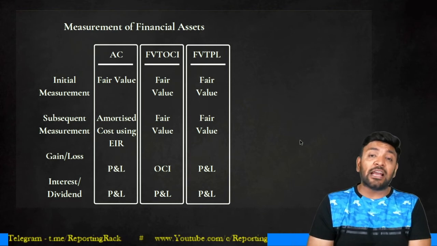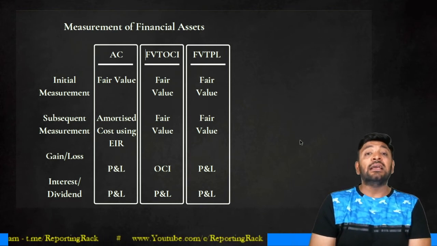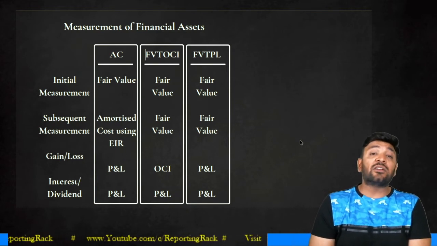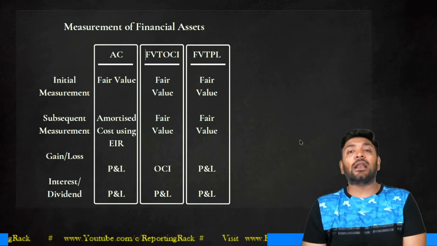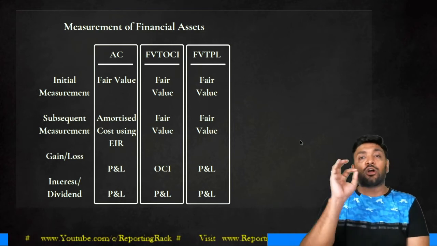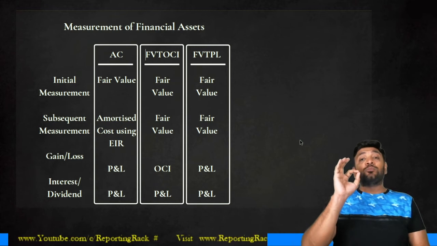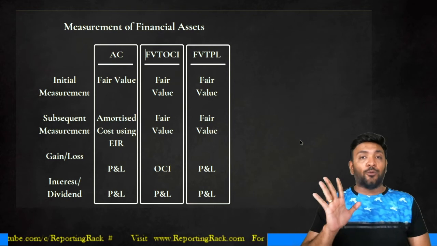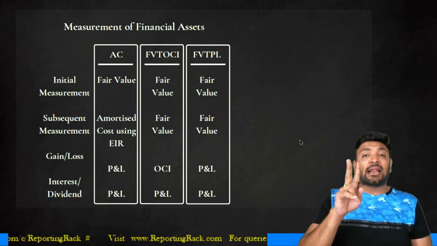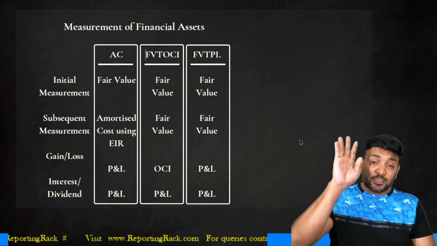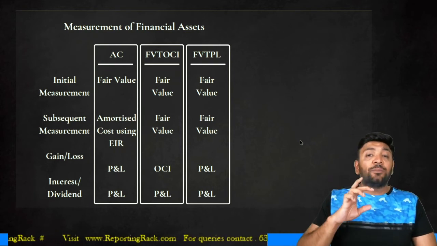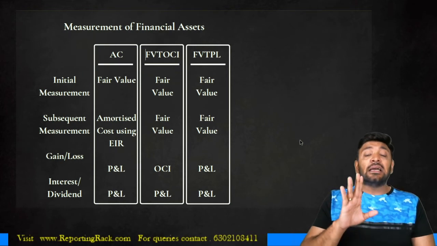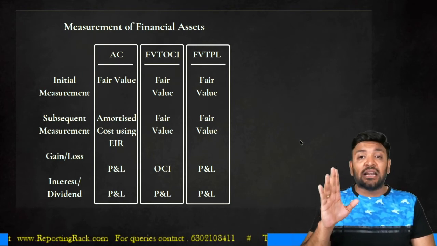Because the transaction price at which you enter into a transaction is an entry price, but fair value is an exit price, the price at which you can sell an asset or transfer a liability. Since I'm talking about a financial asset, I'm talking about sale, so fair value should be an exit price. So your transaction price need not be equal to fair value. Whenever there's a difference between transaction price and fair value, as per Ind AS 113, the difference should be transferred to P&L, unless another standard proposes an alternative treatment.